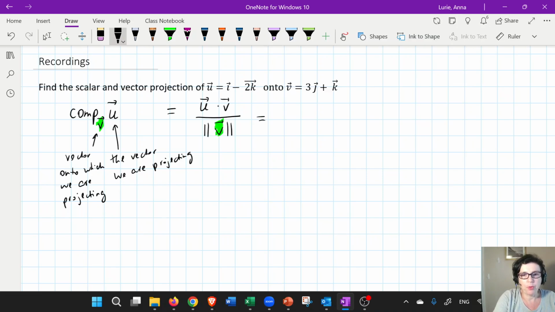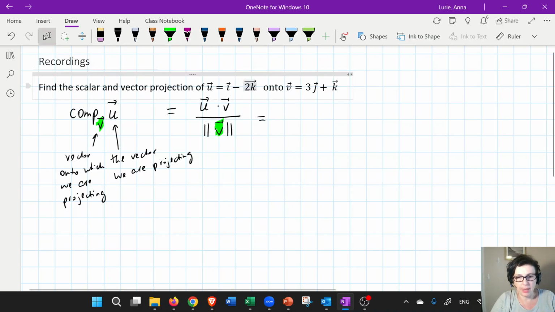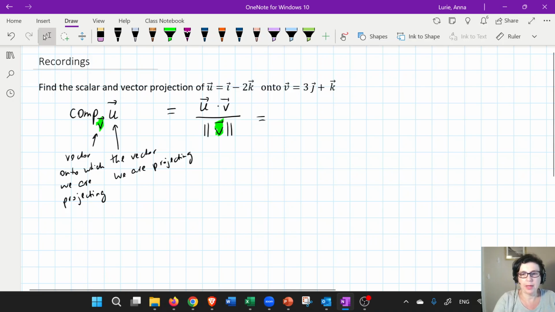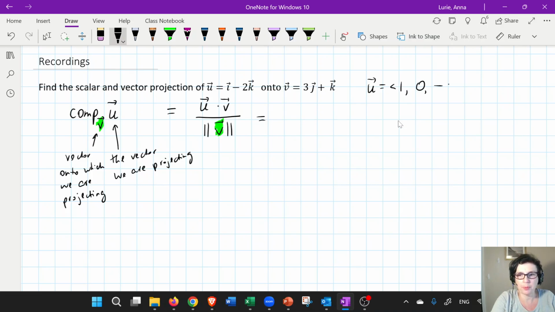Now, before I compute anything, I always convert the vectors to component notation. I don't like the notation with the k's and stuff. By the way, the 2 should be outside over here. I don't like it because it gets very confusing. So I'm just going to rewrite it using components. For the ith component, that's just 1. There is no jth component, so that's 0. And then for the kth component is -2.